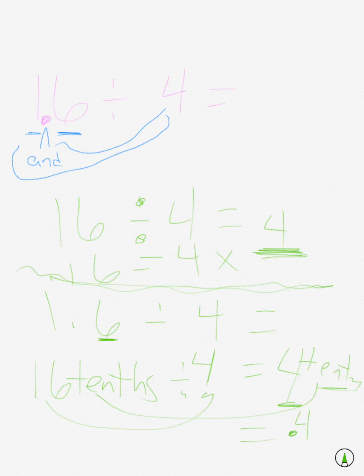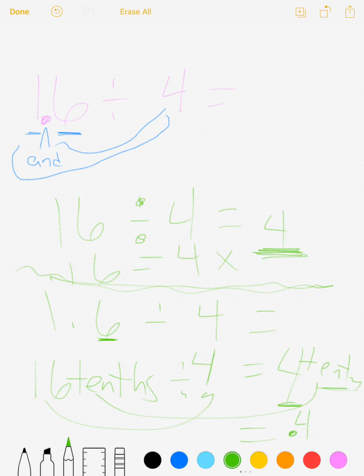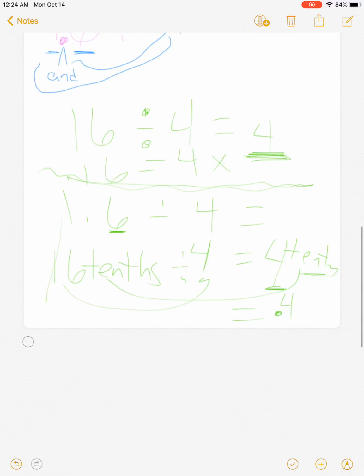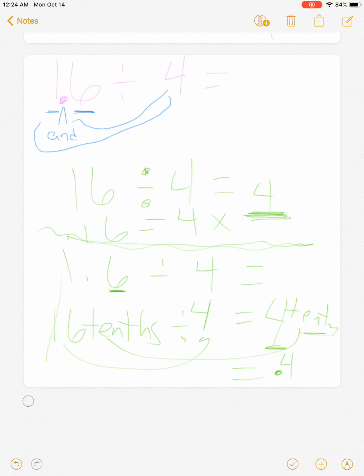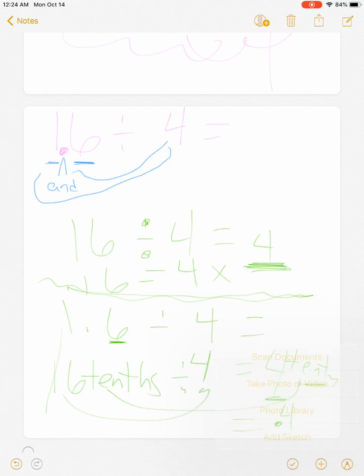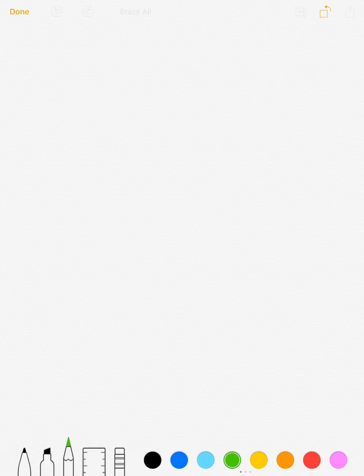Easy peasy. Lemon squeezy. All right, let's do another one just in case. Okay, and if you're not getting it right away, don't worry. Let's keep working and we'll figure it out. Let's keep practicing and let's keep going and we'll work it out. Okay, here we go.